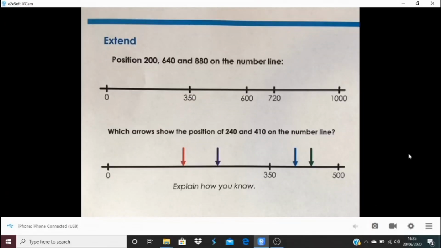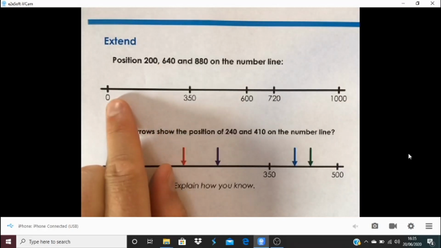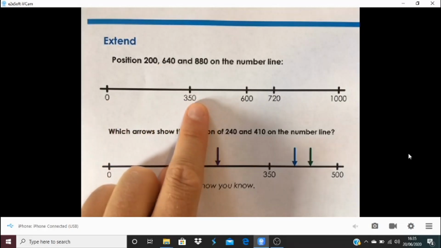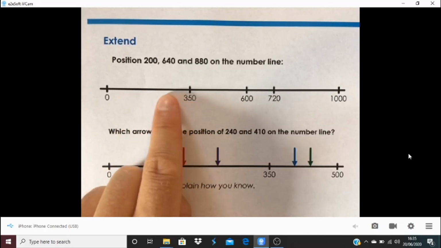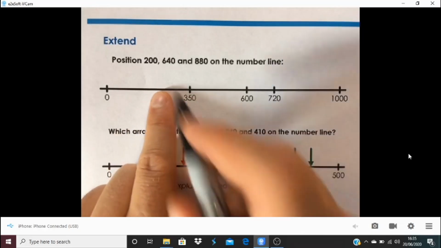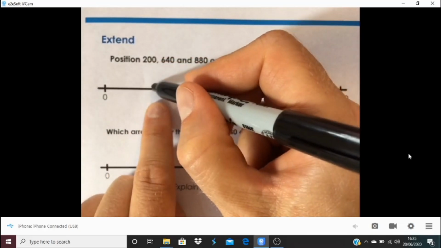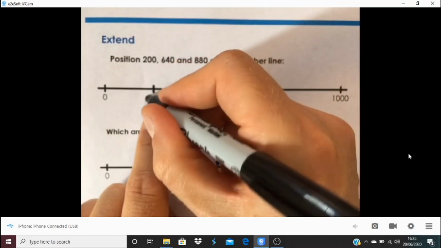Now, once again, I thought we'd start by looking at the extend task from yesterday. And once again, this is just a bit of a recap from where we were yesterday. So no pressure if you didn't do it. But hopefully it'll be really helpful for everyone. So start off with position 200 on this number line. Well, I thought 200 and then to 300, well, 0 to 350. So 200, I thought it's going to be a little bit nearer to 350. So it'll be a gap of 200 and a gap of 150. So I thought about there for 200.